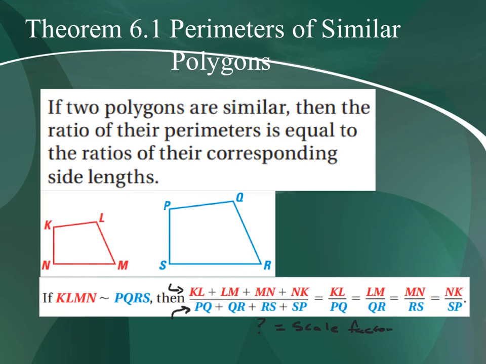Every single time. Because if you think about it, the scale factor compares the sides. Like it compares one side to another side, whereas the perimeter compares all the sides to all the sides. Take all the sides, add them together, compare it to all the sides added together. Exact same scale factor.